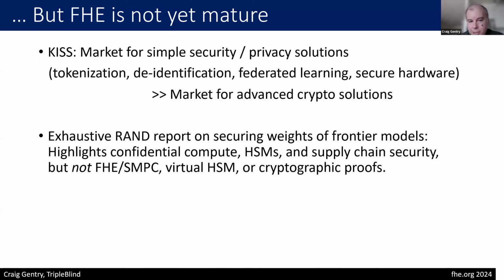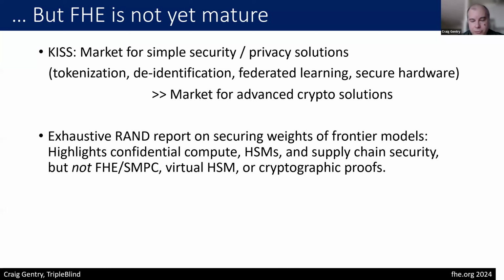And I saw an exhaustive RAND report recently where there's this whole issue of what do we do about the weights of frontier models? Like if the weights of frontier models get out to our adversaries, maybe that would be catastrophic. So maybe we want to find a way to protect the weights of OpenAI's models. So how should they be secured?